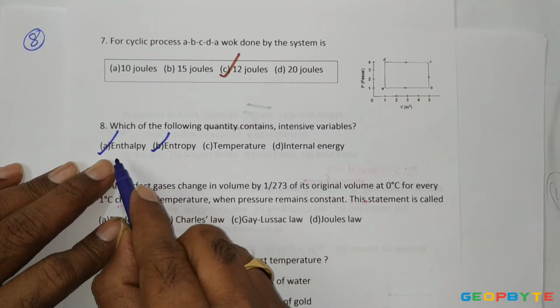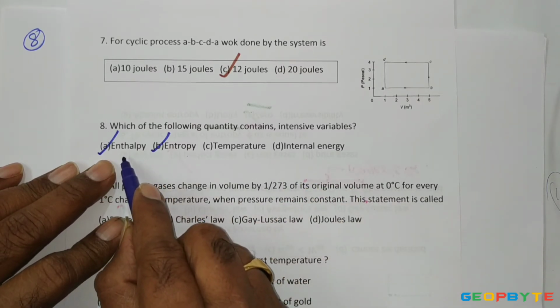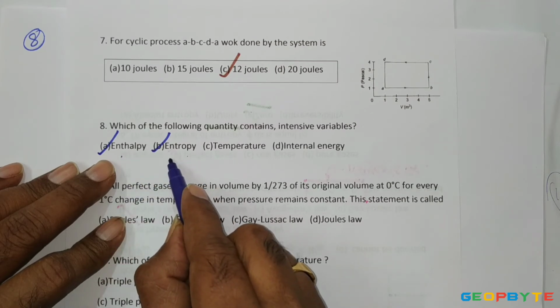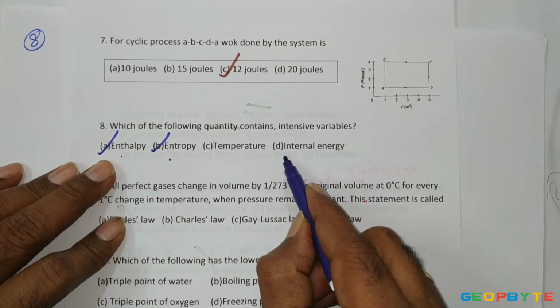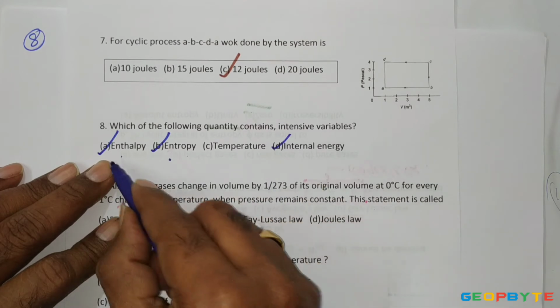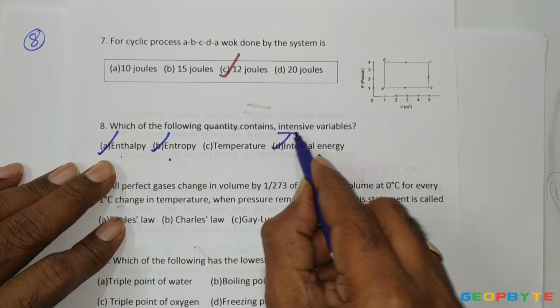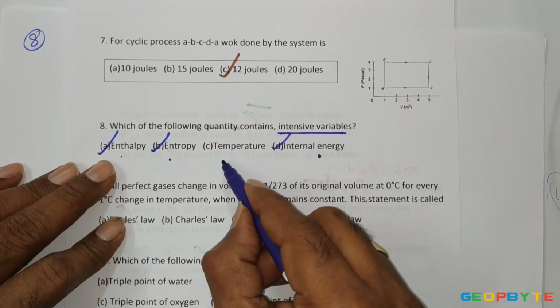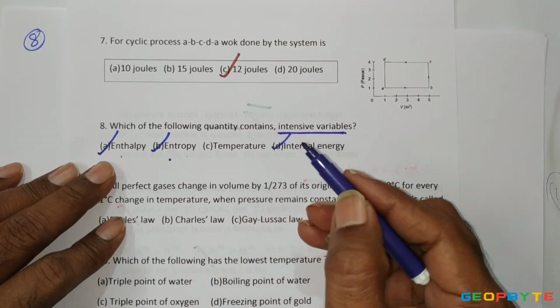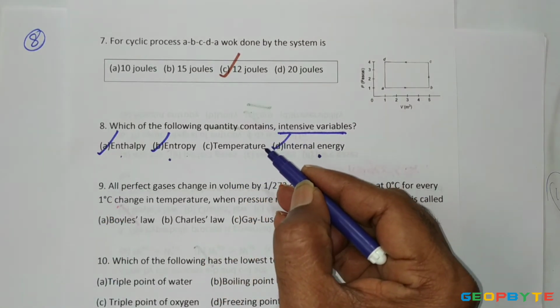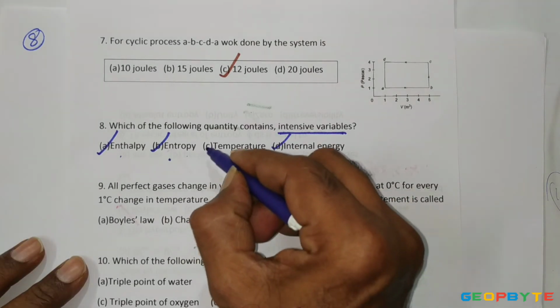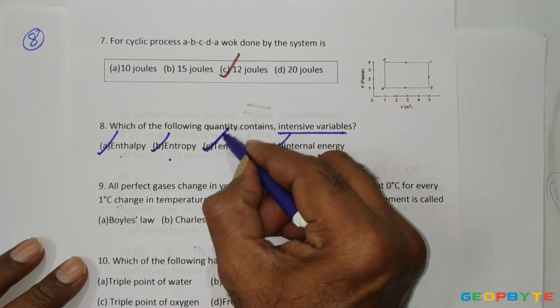But in this case it is just written enthalpy, meaning total enthalpy, total entropy, total internal energy. These three quantities come under extensive properties. But the problem asks for an intensive property. Temperature and pressure both come under basic intensive properties. So our answer is C.